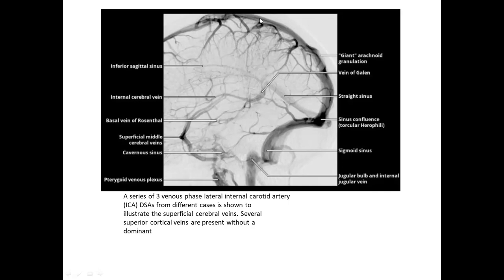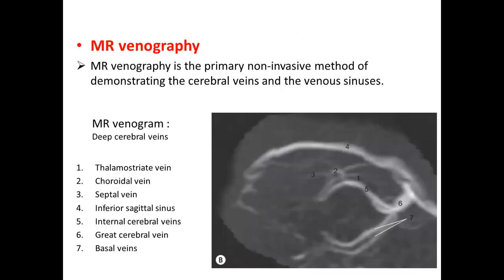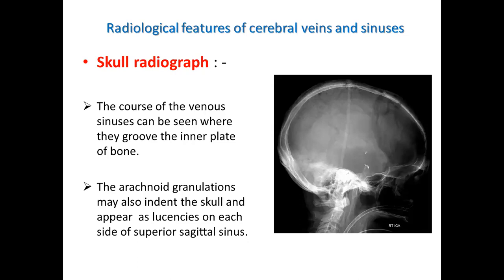Of course, the superior sagittal sinus will be triangular on cut sections, axial sections. Radiological features of cerebral veins and sinuses. Skull radiograph. The course of the venous sinuses can be seen where they groove the inner plate of bone. The arachnoid granulations also will be seen as lucencies on each side of the superior sagittal sinus.